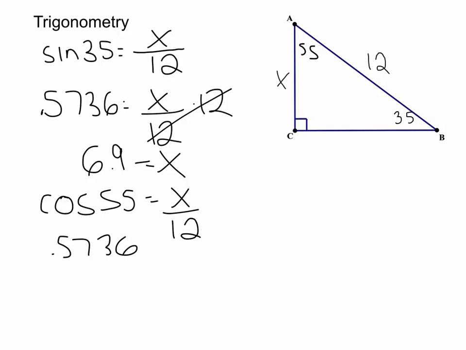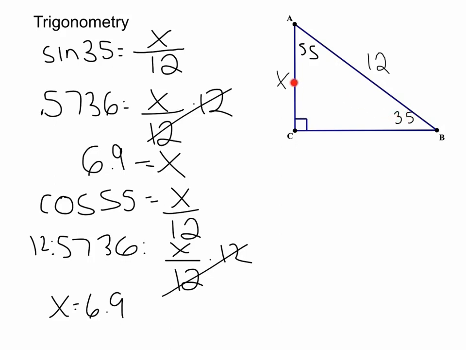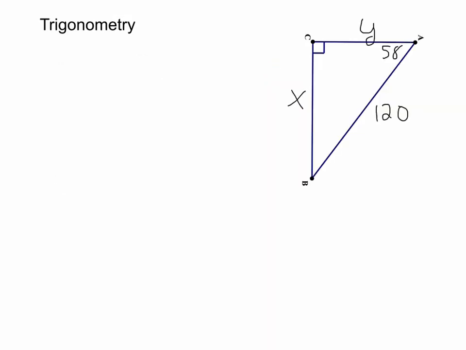And then if I multiply both sides by 12, we'll get the same answer, 6.9. So we can solve for x using the sine of 35, where we have opposite and hypotenuse, or the cosine of 55, where we have adjacent and hypotenuse. So let's do another example.